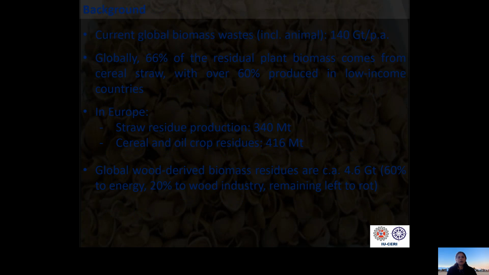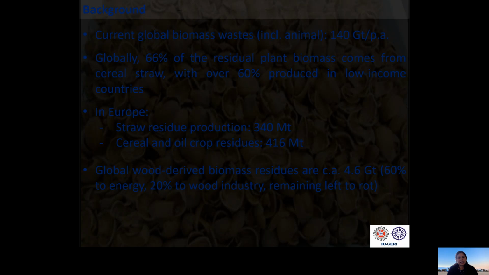With respect to current global biomass waste, including animal waste, the data show that about 140 gigatons per year of biomass waste is being generated. Globally, about 66% of the residual plant biomass comes from cereal straw only, with over 60% being produced in low-income countries. But in Europe too, straw residue production is quite significant, and the literature data show that about 340 megatons, or million tons, of straw residue is produced in Europe. Cereal and oil crop residues generated in Europe are in the range of about 416 megatons.